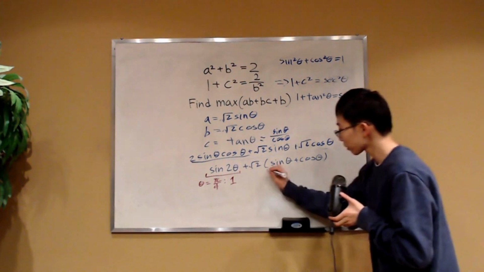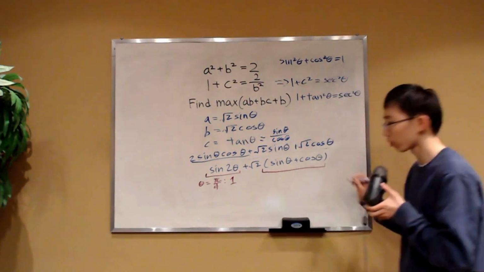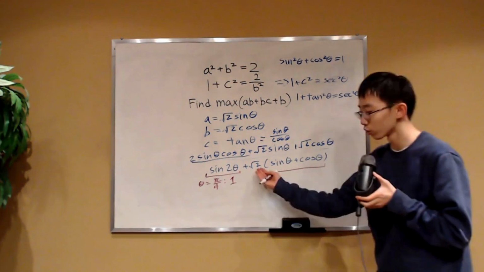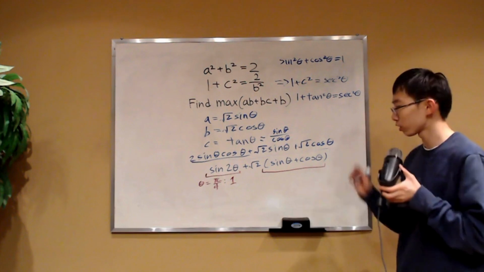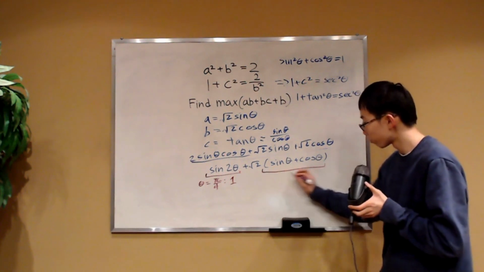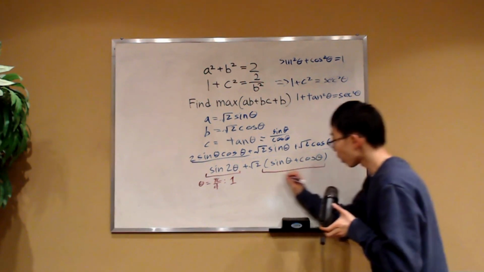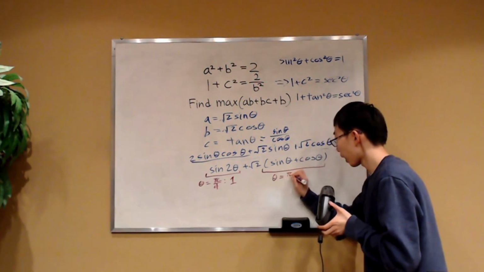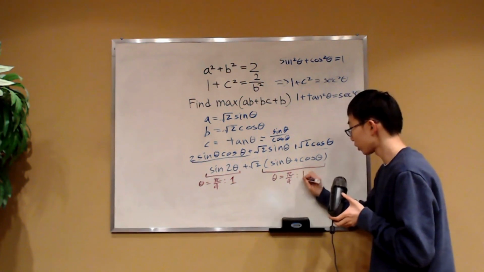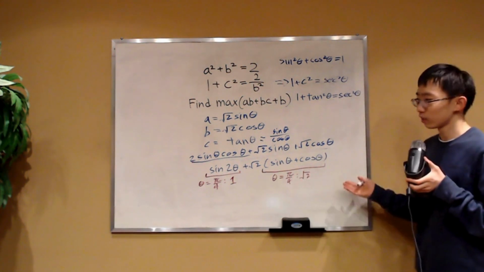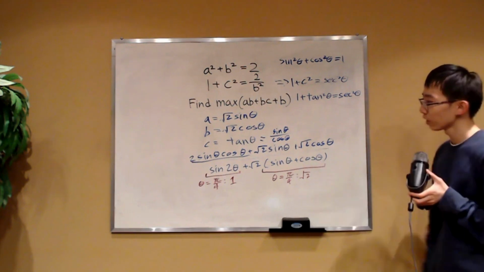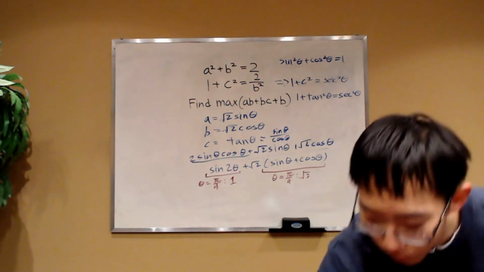Now, what is the maximum value of sine theta plus cosine theta? Of course, there's a root 2, but that doesn't matter. All we want to focus on is maximizing the variable part. Well, this over here can actually also be achieved at theta equals pi over 4, and its maximum value is root 2. Now, in case you are confused on why this is true, I'll show a quick proof of it.